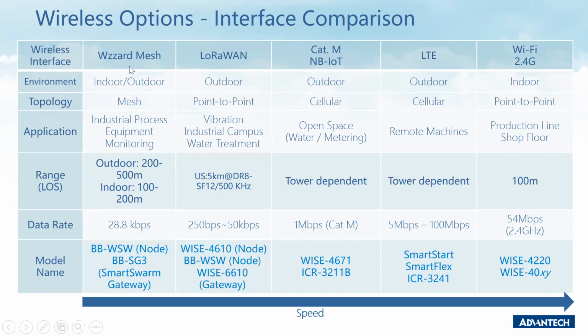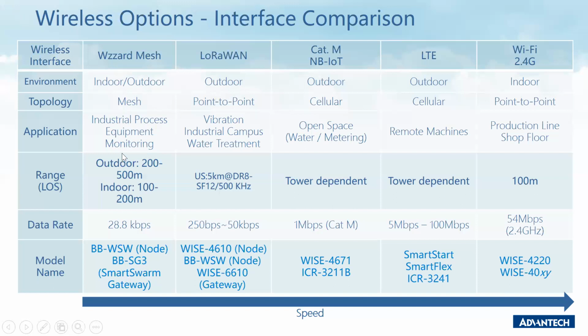On the Wizard Mesh, perfectly fine indoor or outdoor. You'll see the product images here in a second. Very rugged, Class 1 Div 2, IP65 or 67, but certainly rugged outdoor nodes. As I said, mesh topology. That's where the nodes act both as coordinators and nodes, to use a Zigbee analogy. But really great for industrial process and equipment monitoring.